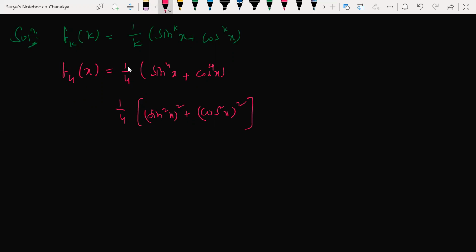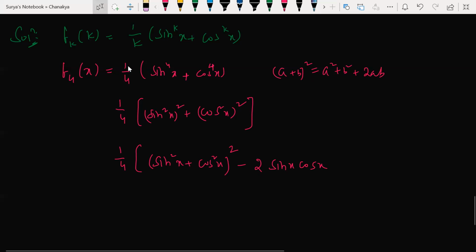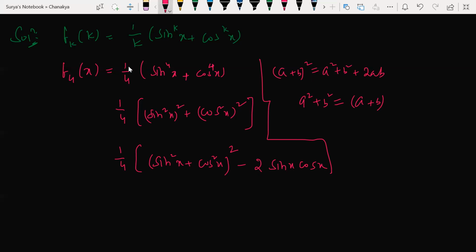All right. So 1/4 times of a square plus b square. The formula is what? (a plus b) whole square minus 2 times ab. Correct? 2 times ab, isn't it? A square plus b square plus 2ab is equal to (a plus b) whole square. Correct? (A plus b) whole square is equal to what? A square plus b square plus 2ab, right? Is it clear? So now a square plus b square can be written as (a plus b) whole square minus 2 times ab. That is what I did here.